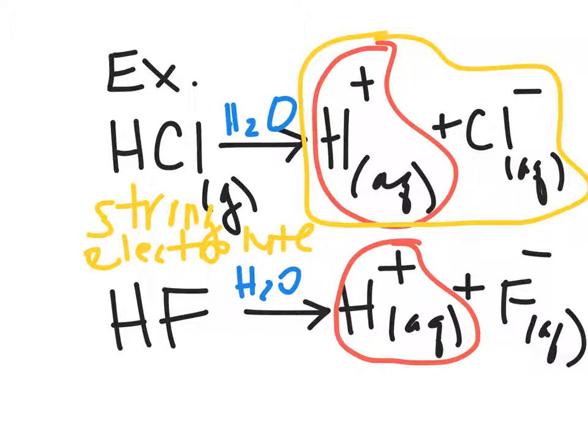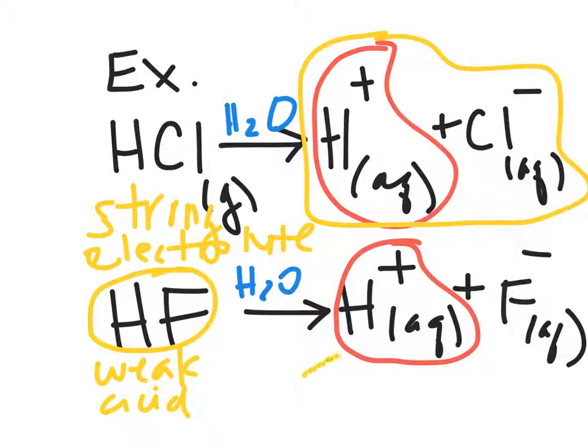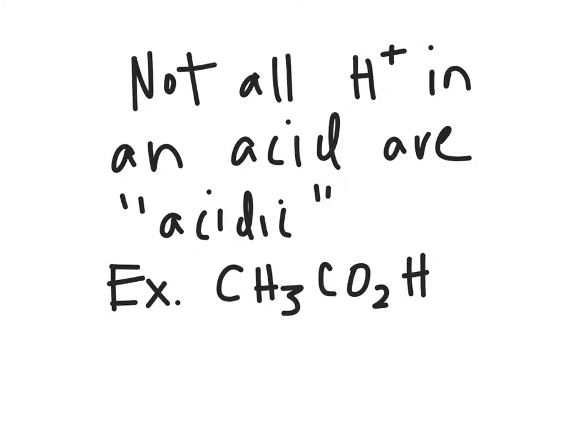HF, on the other hand, is a weak acid. That means when you put it in water, most of the molecules stay together. It still releases a few protons, making it an acid by definition, but most of the molecules stay together. So HF is a weak acid, and a weak electrolyte as well, since most of the molecules stay together. That's similar to acetic acid that we looked at in our electrolyte video.